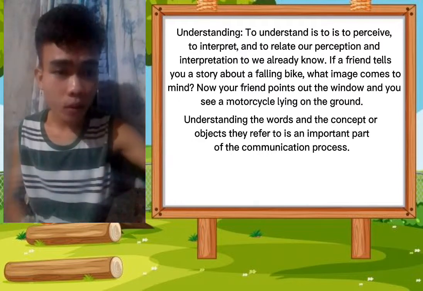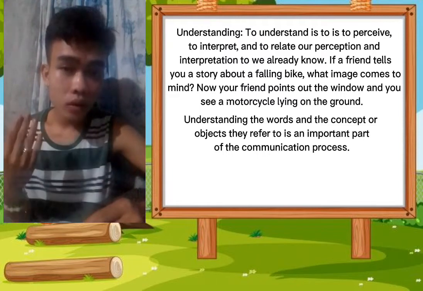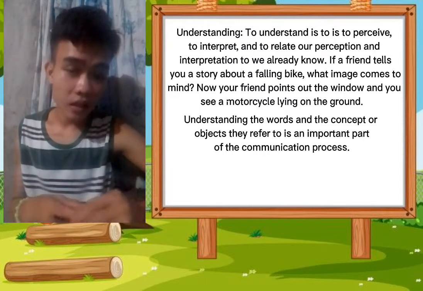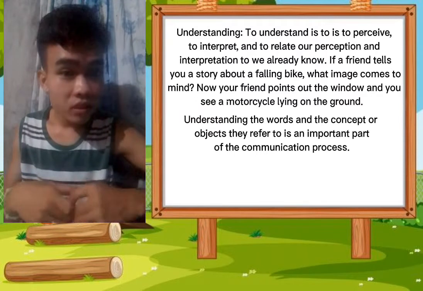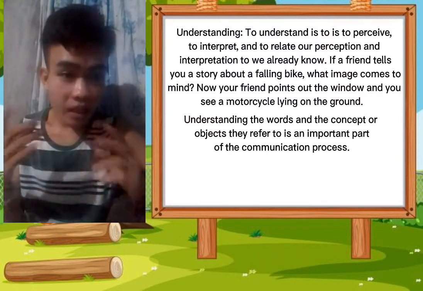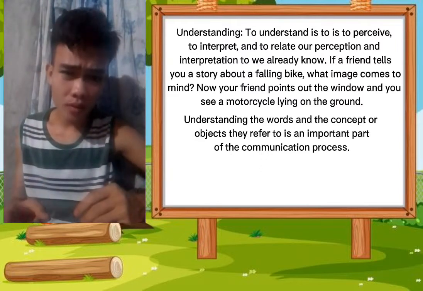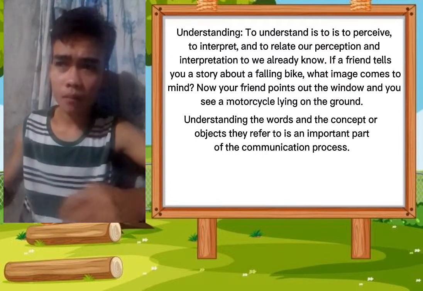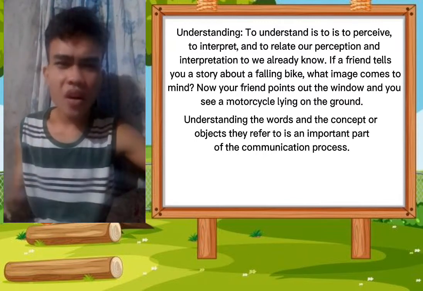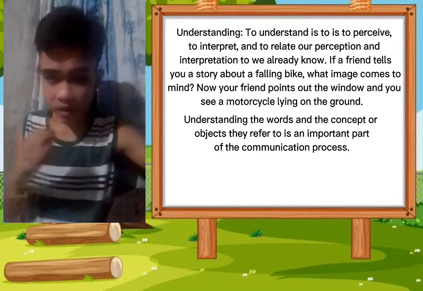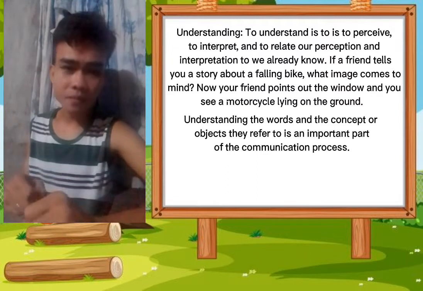So like the example that we have read, her friends are telling about the falling of a bike. Then later on, her friends point out in the window, and you see the motorbike lying on the ground. So when we say motorbike alone, there are some motorbike. When we say bike alone, there is a meaning of bike like a bicycle that is used for cycling, diba?